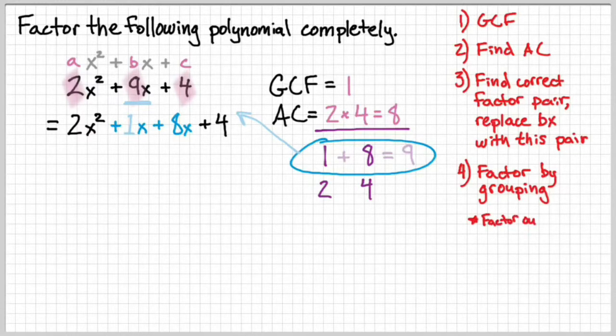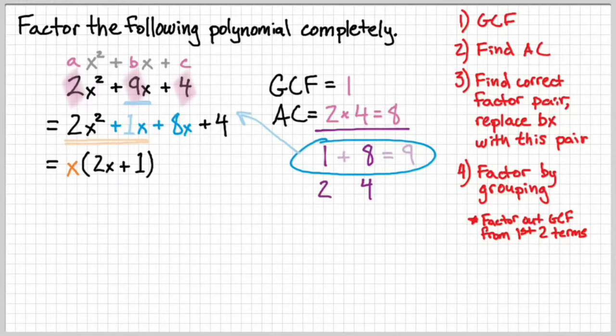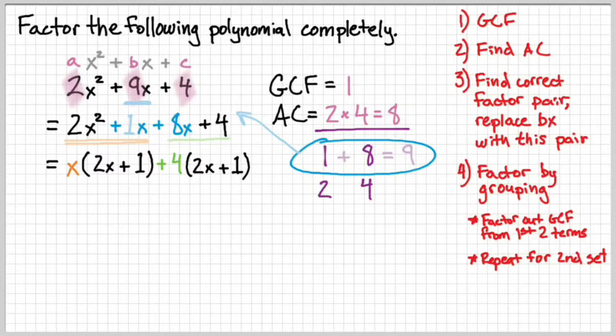First, factor out the GCF from the first two terms, underlined in orange. We see they have an x in common, so we factor that x out. Remember, factoring is just division, and when we divide these two terms by x, we'll be left with 2x plus 1. Next, we need to repeat this step with the second two terms, this time underlined in green. These terms have a 4 in common, so we'll factor / divide out 4, leaving us with 2x plus 1.